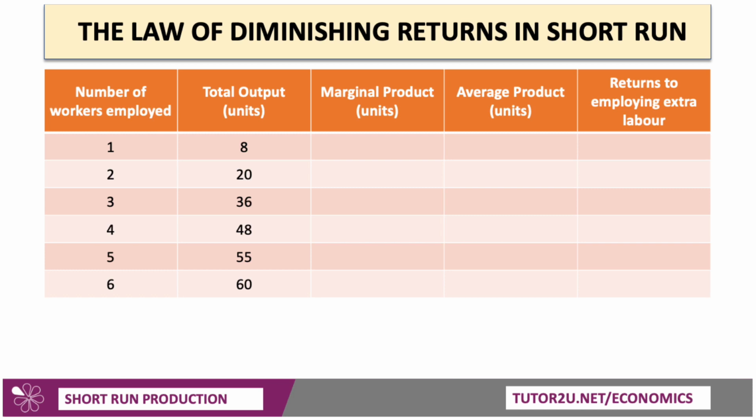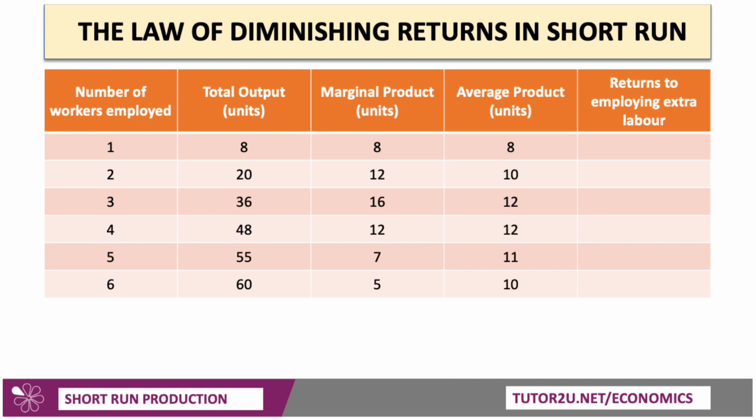And here's another simple example. You often get these in multiple choice questions. Workers employed, total output. We can work out the marginal product. The first worker adds 8, the second worker adds 12, the third worker 16, and so on and so forth. But the fourth worker is where diminishing returns kick in.